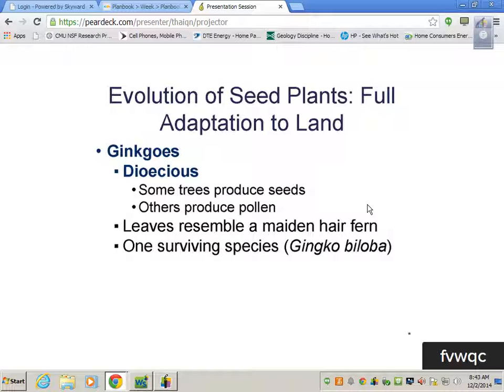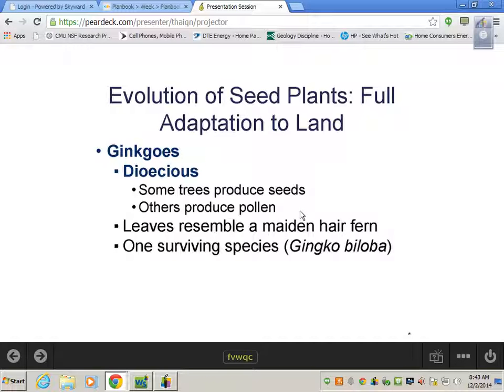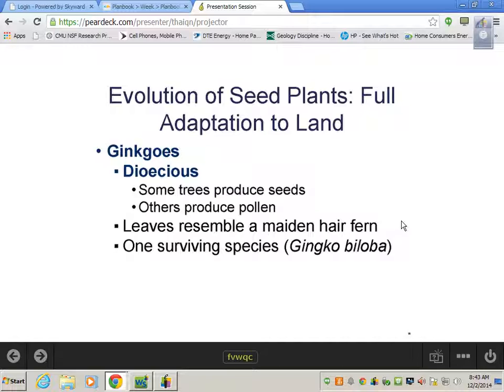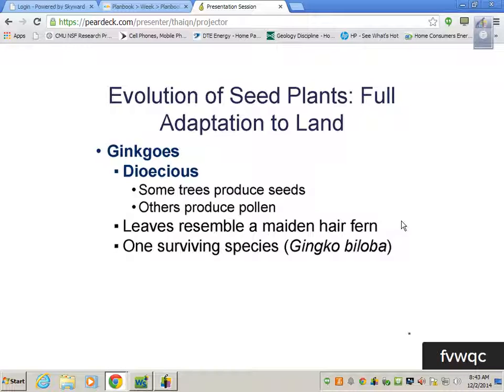Helps here. No. So they are dioecious. Some trees produce seeds. Others produce pollen. Leaves resemble a maidenhair fern. One surviving species is the ginkgo biloba. We do have these ornamentally in Michigan, although they are not Michigan natives.